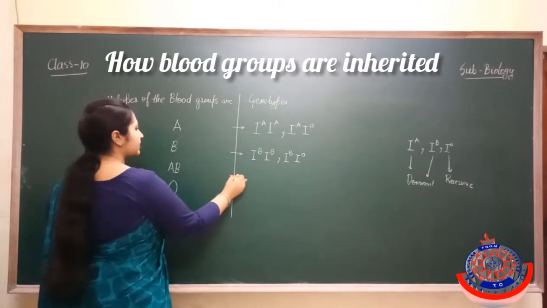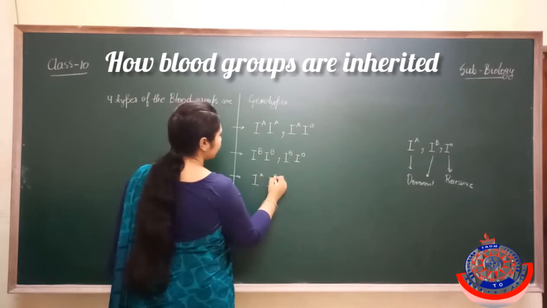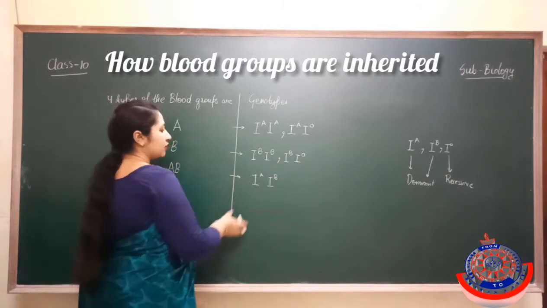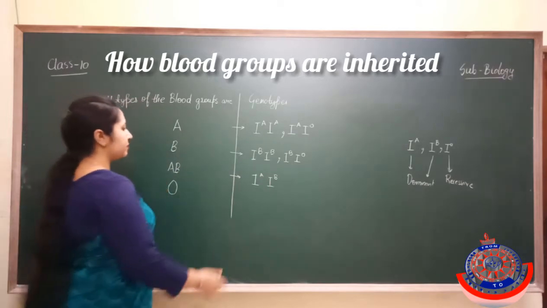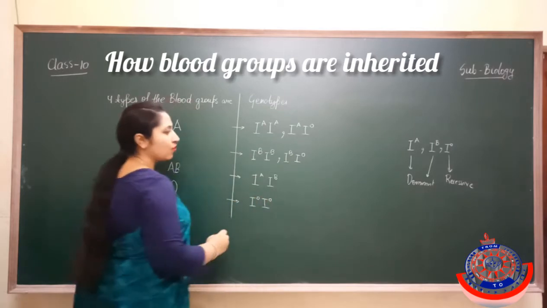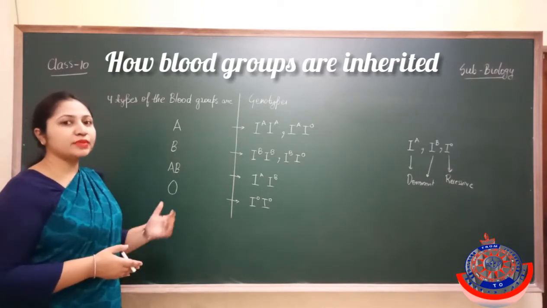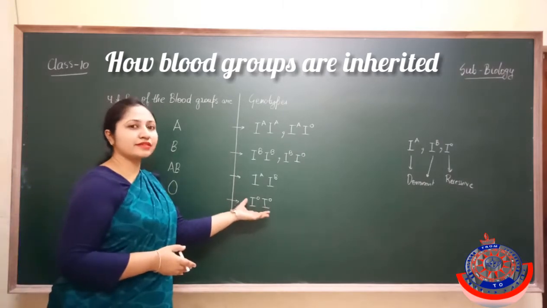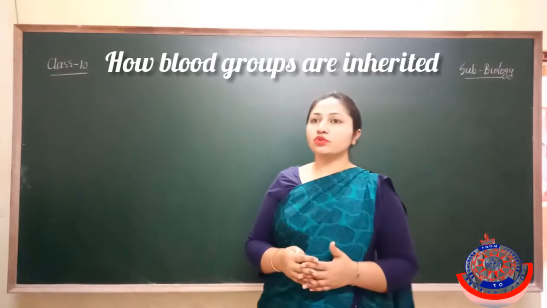Now next is AB. For AB, IA and IB are present. Clear? So when both the dominant genes are present, then it will show this blood group, that is AB. Now next is O. For O it is IO and IO. Means when both the recessive genes are present, then only it will show its expression. The O blood group is possible only if both genes are recessive, that is IO and IO.